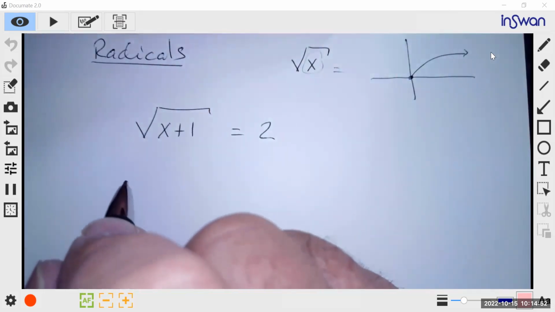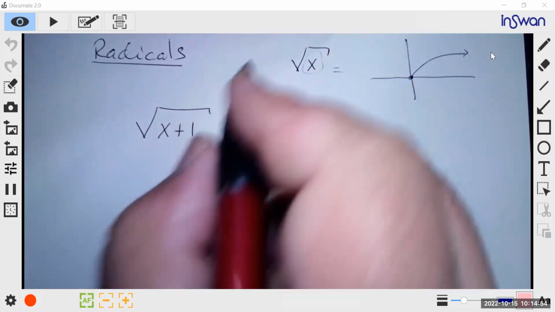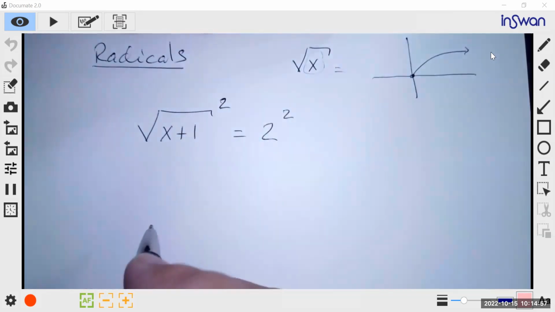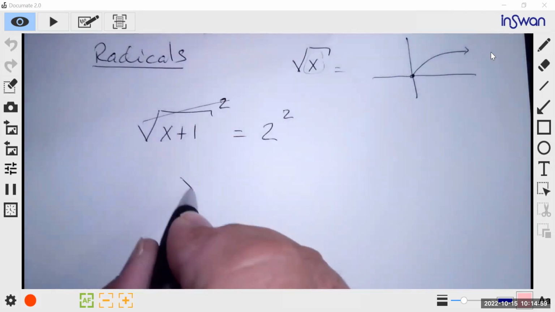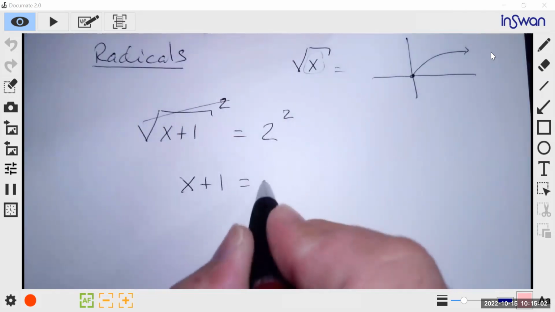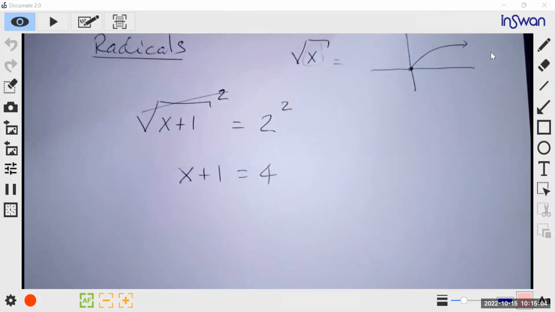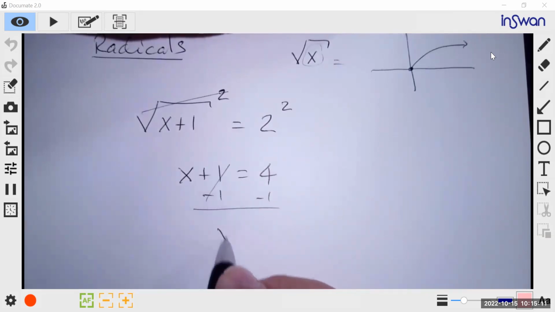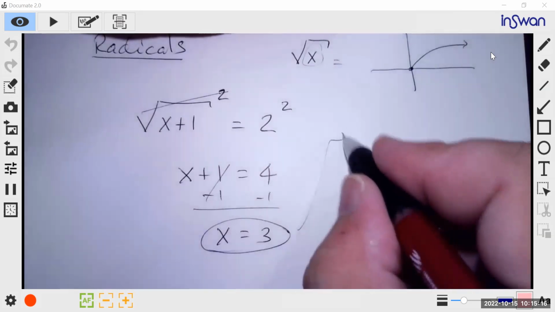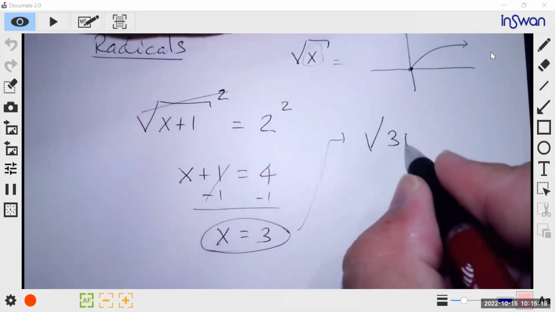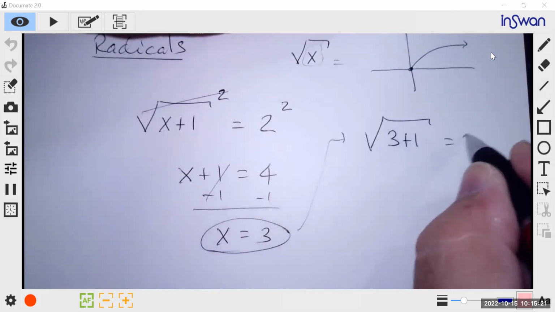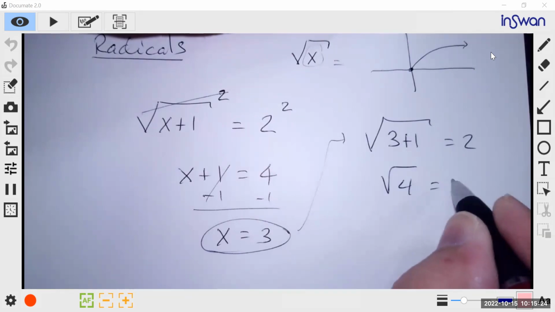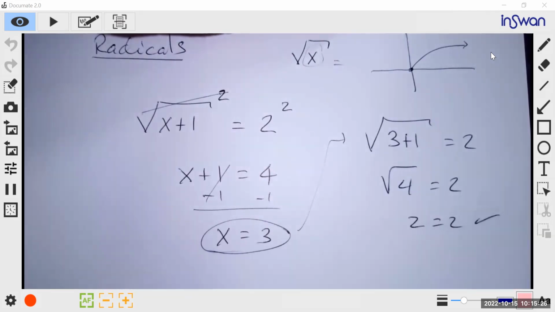No, you square, but you're very good, very good. Square both sides. So the square root and the square cancel. 2 squared is 4. And subtract 1. And there's your answer. And if you check it, it works.